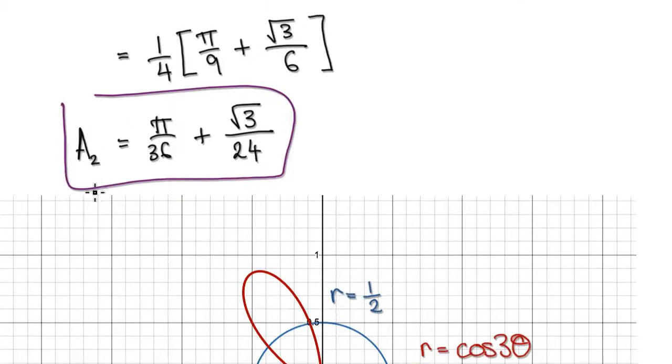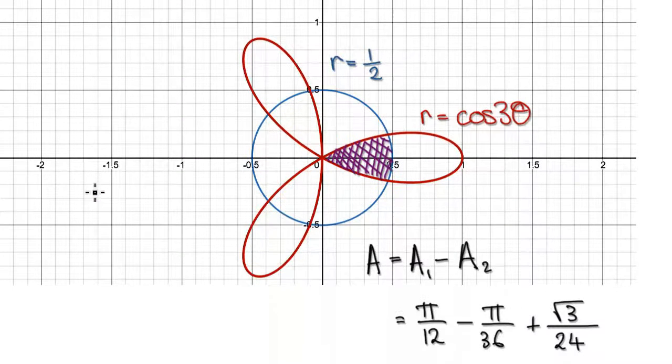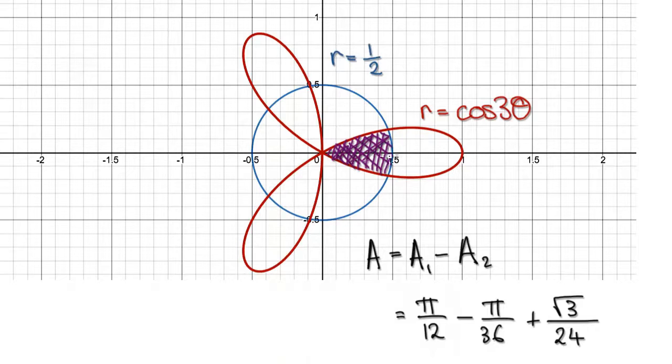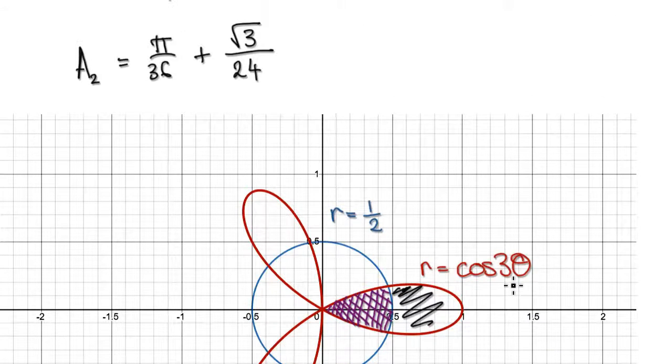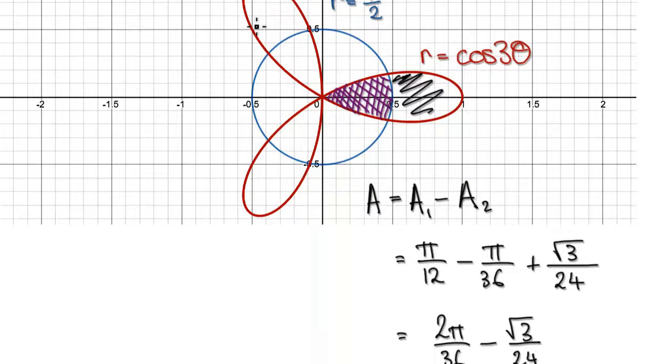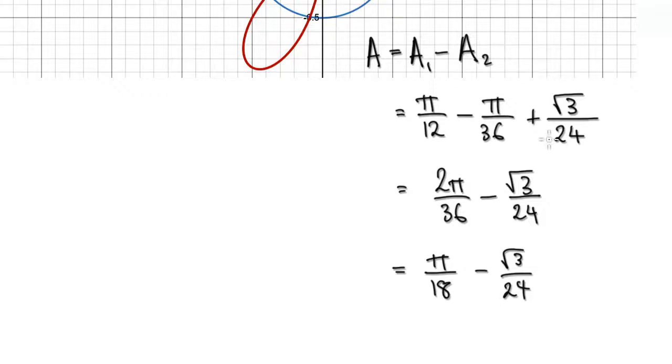Let me reiterate. A1, which is the whole petal, is given by pi over 12 in the previous video. What's A2? Hang on, let me think. A2 is this thing here. Tidy up, and hang on, let me think.